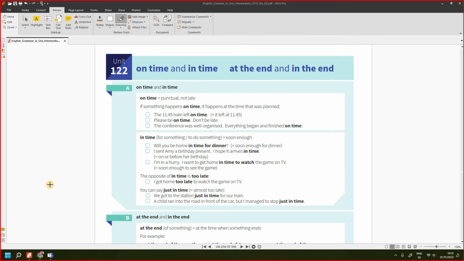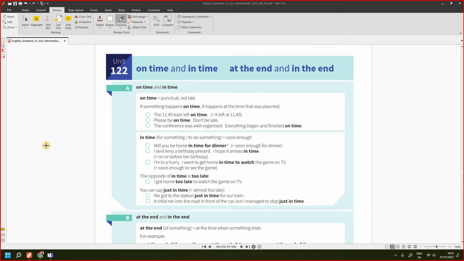Okay, on time and in time. On time, this again is very confusing for us all the time, because we use on time and in time, and we should know how to use them properly. Now, on time means punctual or at the right time. Okay, not late. On time, that means at the right time, at the correct time. So for example, if something happens on time, it happens at the time that was planned. Okay, so the meeting started on time.